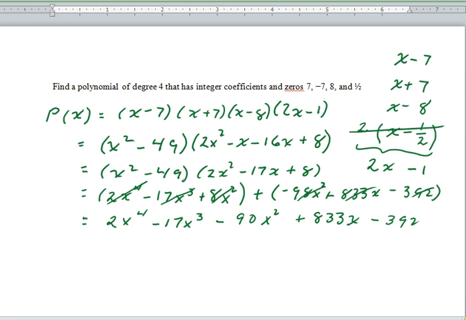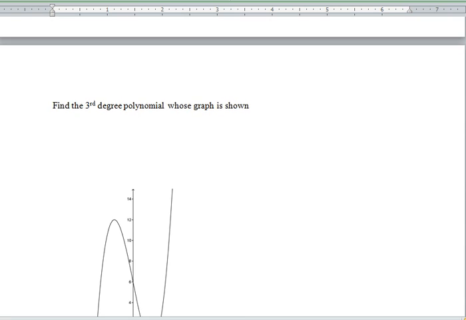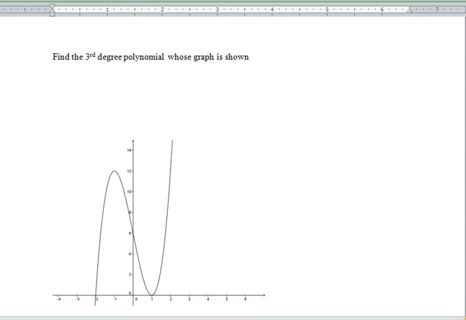The second example starts with a given graph, and here we're to find the third degree polynomial whose graph is shown. Now we have to take into consideration not only the zeros, but also the y-intercept, because of the fact that multiplying by a constant stretches or shrinks a polynomial vertically but does not change its zeros. There's actually an infinite number of polynomials that have a given set of zeros if you take into account the fact that you could multiply by any constant.